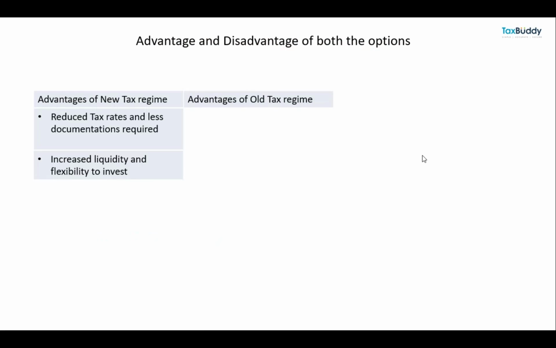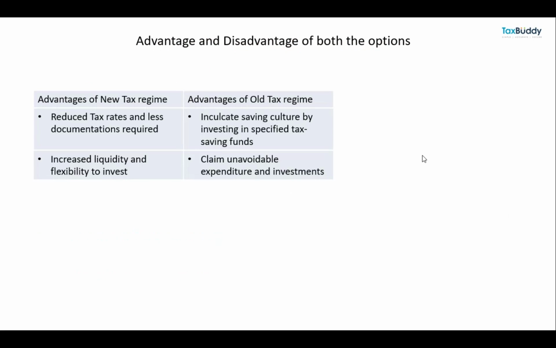Advantages of the old tax regime. First, this actually inculcates a saving culture by regularly investing some part of your income in tax saving options. Second, this would help you to claim your unavoidable expenditure and investments, as we already saw in our examples.